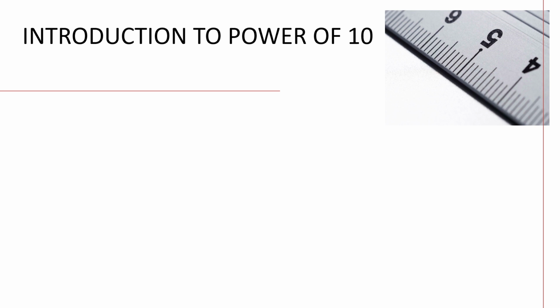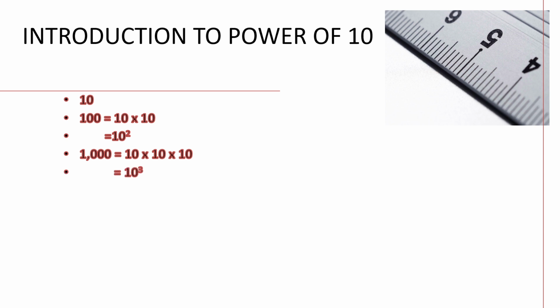So let us learn from powers of 10. Suppose we are writing 100. We can write 100 as 10 into 10. That means when 10 is multiplied by itself 2 times, we can write it as 10 square. Similarly, when 10 is multiplied 3 times by itself, it is 1000, and 1000 can be expressed as 10 cube.